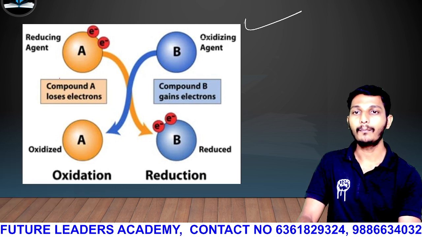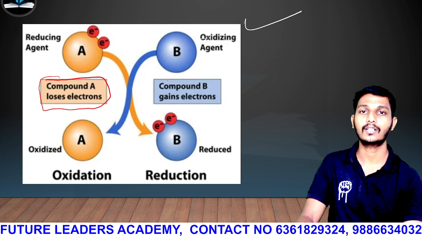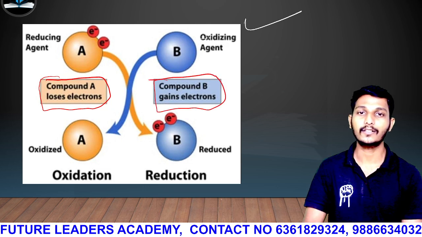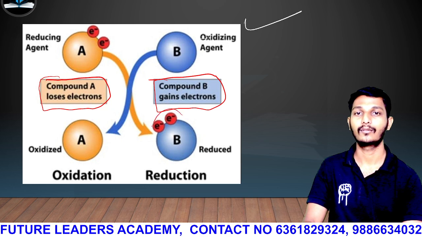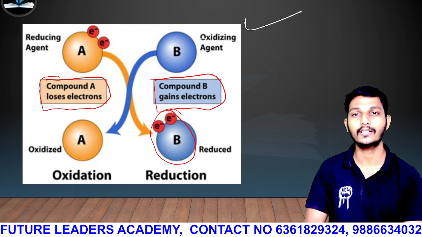Yeah. So compound A is loss of electrons. Compound B is gain of electrons. Loss of electrons means what happened? It's reduced. Reduced down. Loss of electrons are reduced down.